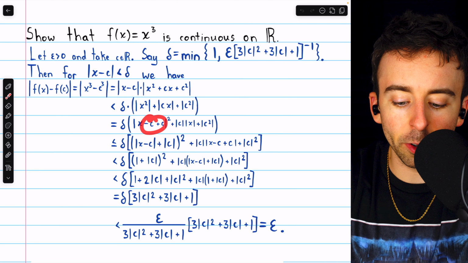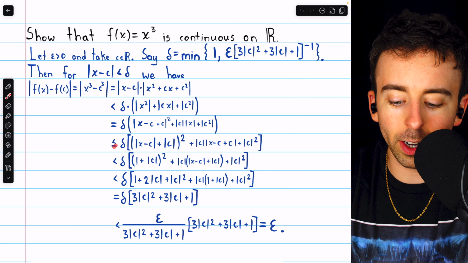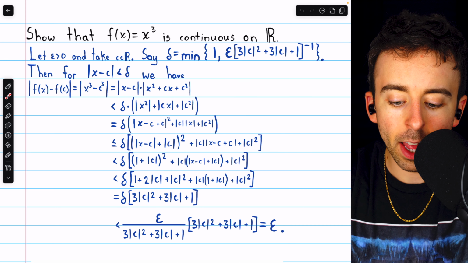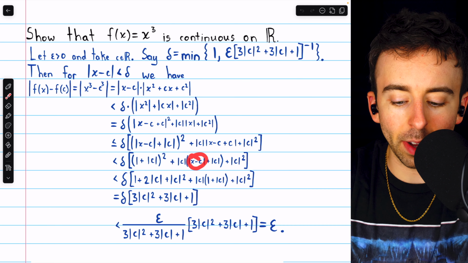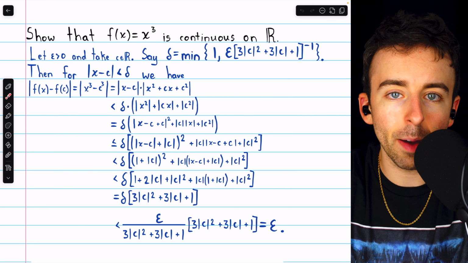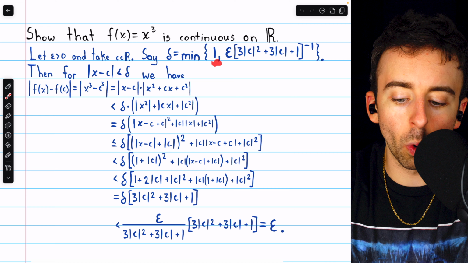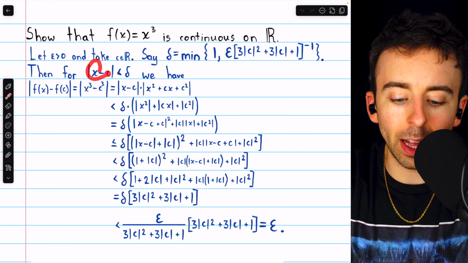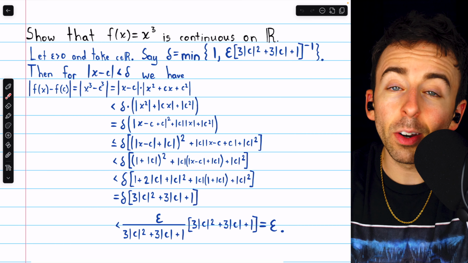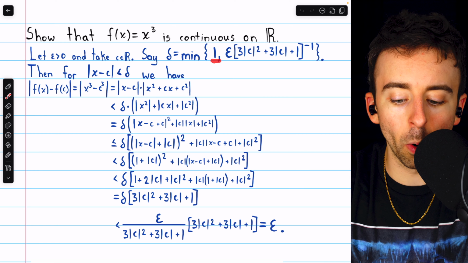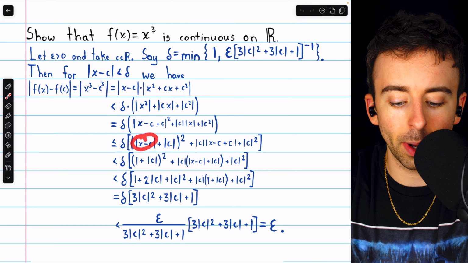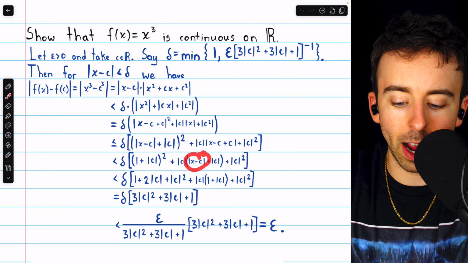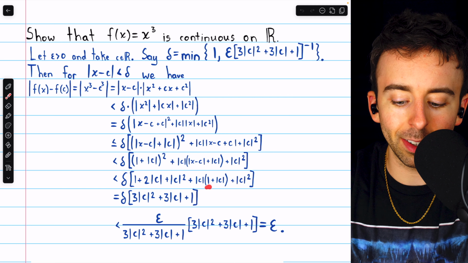So we do this clever addition of 0, apply the triangle inequality, do some basic algebra and rewriting. Now, in order to replace the absolute value of x minus c with a definite number, that's the purpose of 1 here in this set. We want to be able to say, well, the absolute value of x minus c is less than delta, and we know that delta is no more than 1. So the absolute value of x minus c can be replaced with 1. That makes the expression bigger. Same thing here. Absolute value of x minus c gets replaced with 1.